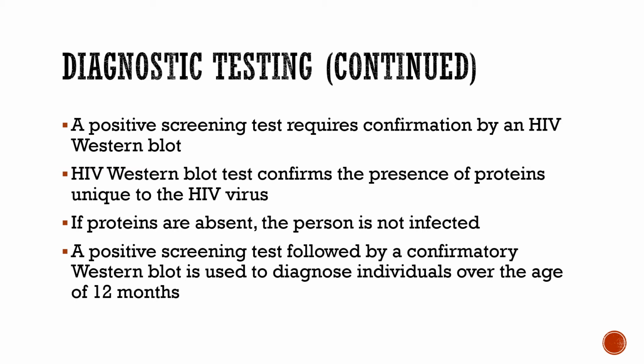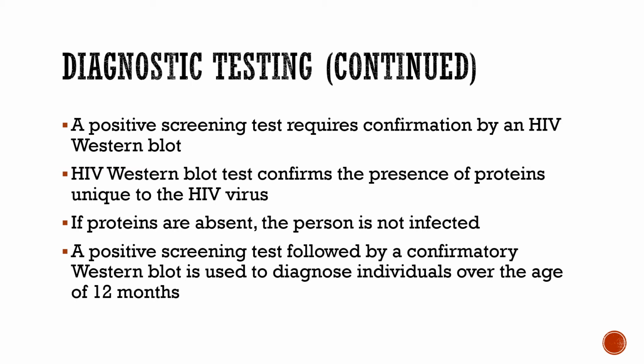So, a positive screening test will require confirmation by an HIV Western blot. First we will do the ELISA screening, and then for confirmation, maybe after 3 to 6 months, we will do confirmation by an HIV Western blot. The HIV Western blot test will confirm the presence of the proteins that are unique to the HIV virus. So if the proteins are absent, then the person is not infected.